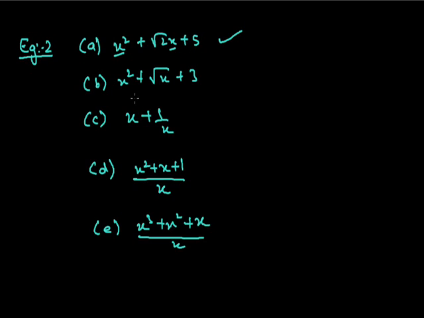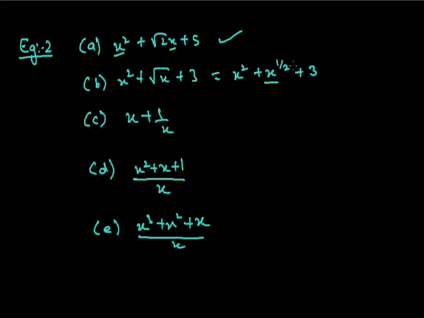Now if we take the second example, that is x square plus root x plus 3. If we simplify it, what we'll get? x square plus x raised to the power 1 by 2 plus 3, since root x means x raised to the power 1 by 2. So definitely this algebraic expression does not have a variable whose power is a non-negative integer. In this, the variable x has the power 1 by 2, and 1 by 2 is not a non-negative integer. It is actually not an integer.